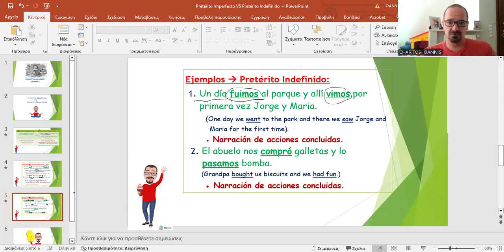Narration of finished actions. Dos, el abuelo nos compró galletas y lo pasamos bomba. Grandpa bought us biscuits and we had fun. Again, we know the time, un día, on the one hand, and on the other hand, again, once more, the actions seem to be finished. El abuelo nos compró las galletas, pagó, he paid, and we got them, finished. Y lo pasamos, en este día, lo pasamos bomba, but the day finished también, also.